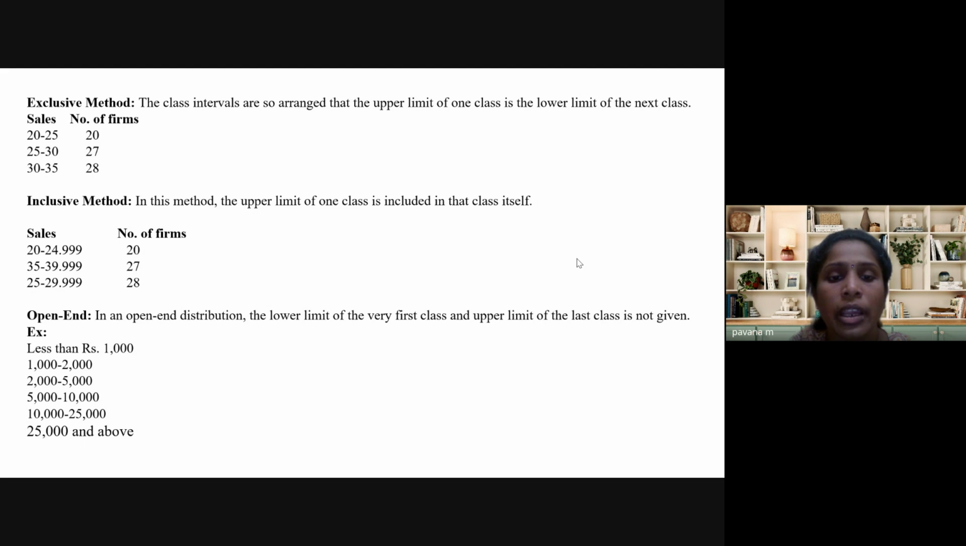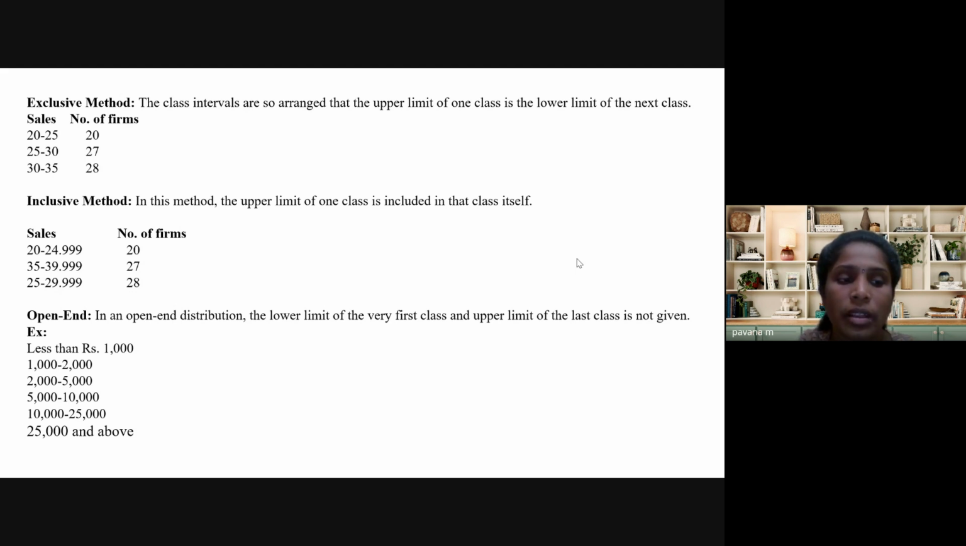And the inclusive method means the upper limit of one class is included in that class itself. That value ends in that particular interval only, and the next interval starts with the next number. That type of method is called the inclusive method. For example, 10 to 20, 20 to 24.999, 35 to 39.999, 25 to 29.999. You are considering the upper limit number for that class only, and not carrying that number to the next level. So that is the exclusive method and the inclusive method.